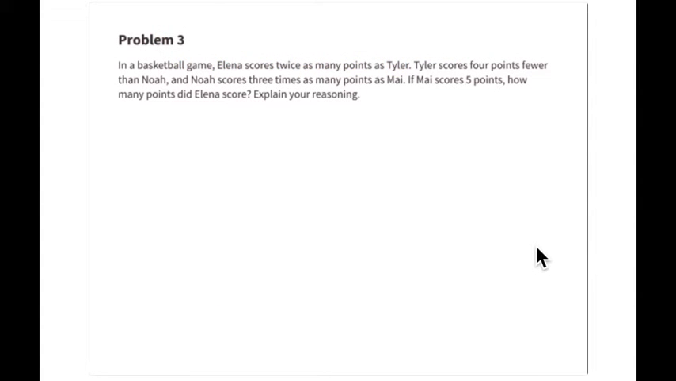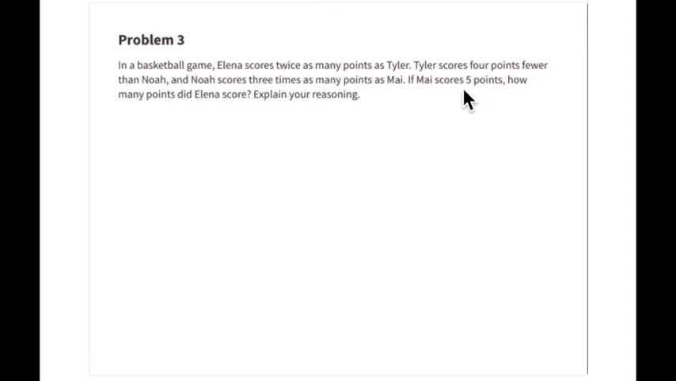This is problem number 3, and in this problem there's a basketball game, and there are several players in that basketball game, and they score points in the game. The number of points that they score is compared to or relative to another player's points, with the exception of May. In the end, they tell you how many points May scored.